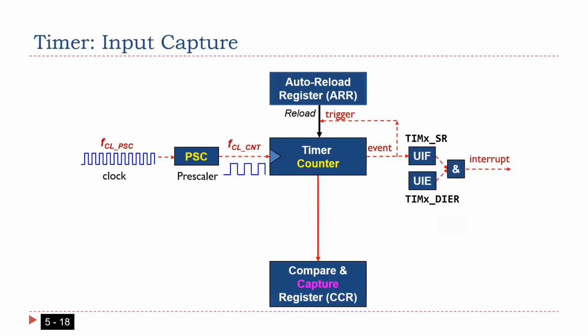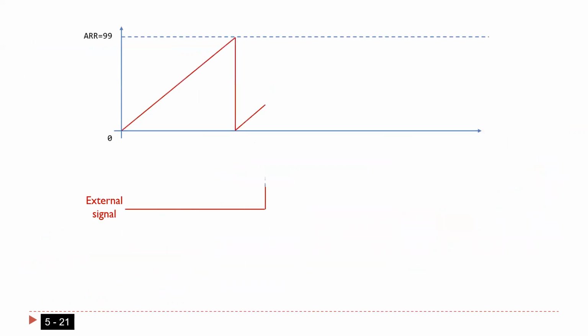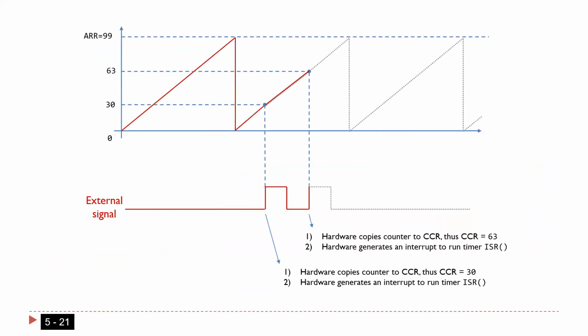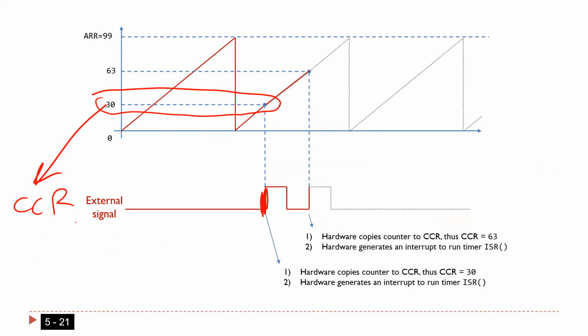I have a very good slide here. So what happens here, guys? If I want to capture only rising, what happens when rising comes here? At this moment, the count was 30. So 30 is going to go to CCR. In CCR, you are going to store 30, and you are going to trigger interrupt. Interrupt is triggered. Is that okay?